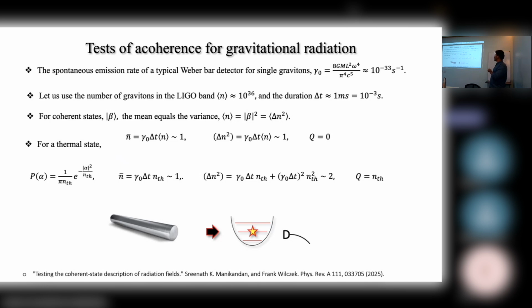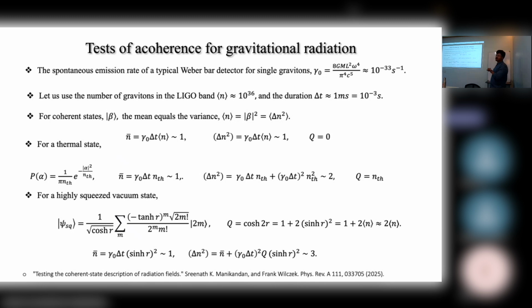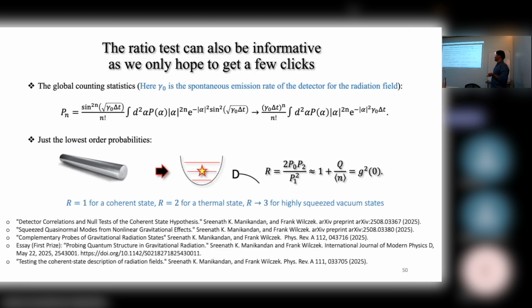But if the field is in a thermal state, the excess noise will be roughly of order 2. And if the field is in a highly squeezed vacuum state, the noise will be roughly of order 3, essentially. But we may not have the hope of seeing these experiments. There are some proposed detectors now, but they are not detecting gravitons.